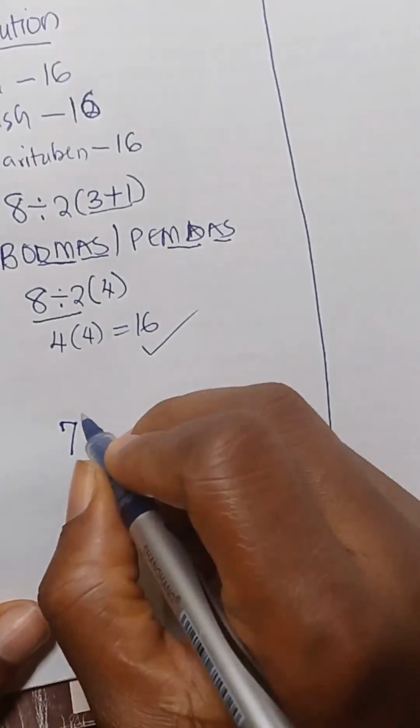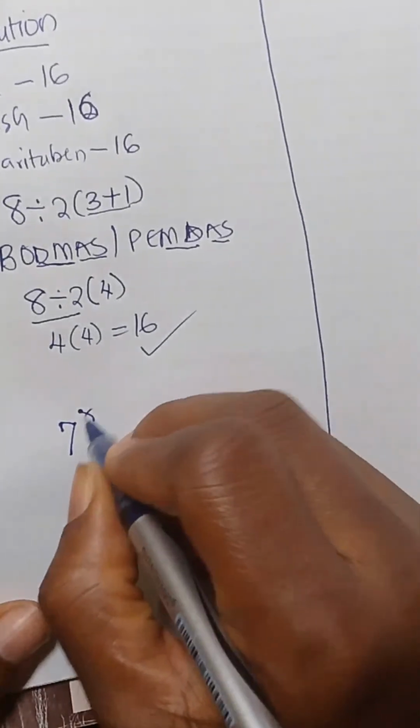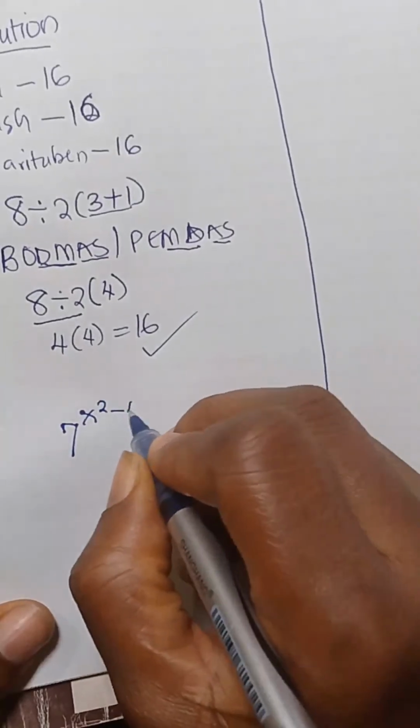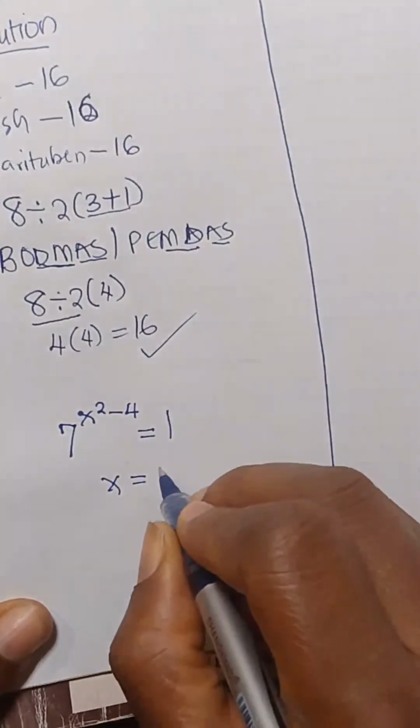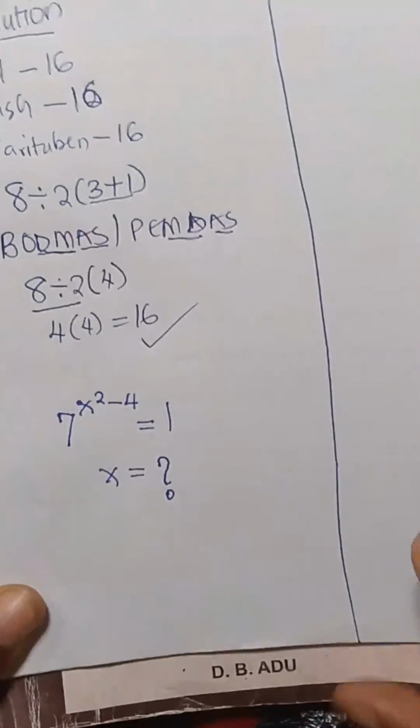Okay, 7 raised to the power x squared minus 4 is equal to 1. X is equal to what? So solve this and drop your answer.